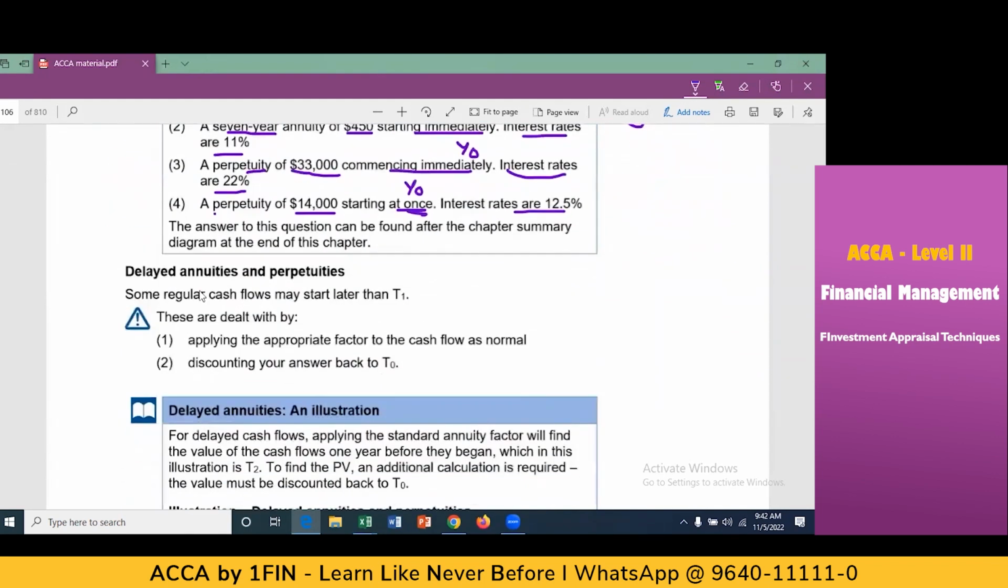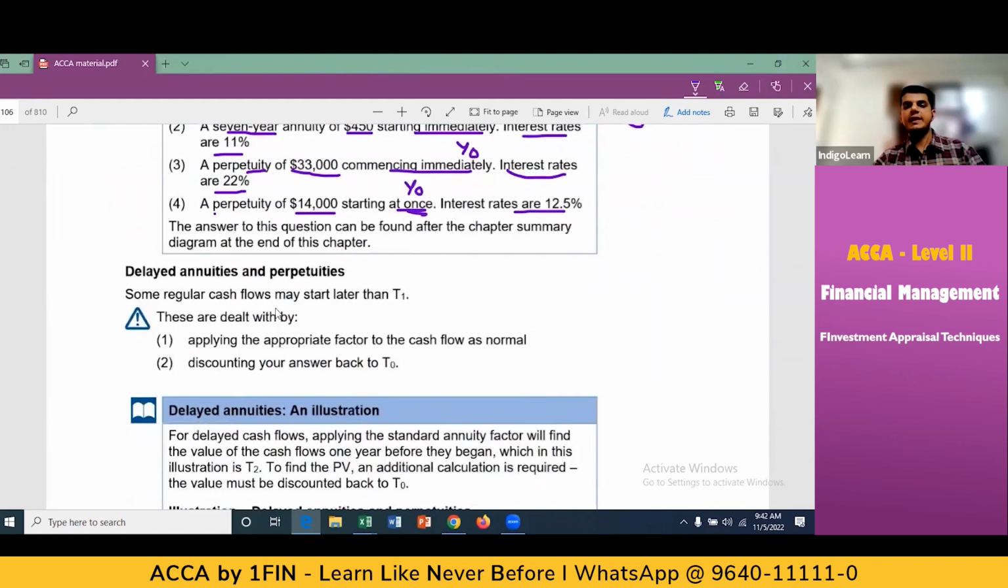Okay. So now we'll see the delayed annuity. Means it may not start from year 1. It might start from year 5, year 6, year 8. Then how to get the present value factor? So some regular cash flows may start later than T1. These are dealt by applying the appropriate factor to such cash flow as normal, then discounting your answer back to year 0. So what will happen, I'll show you.